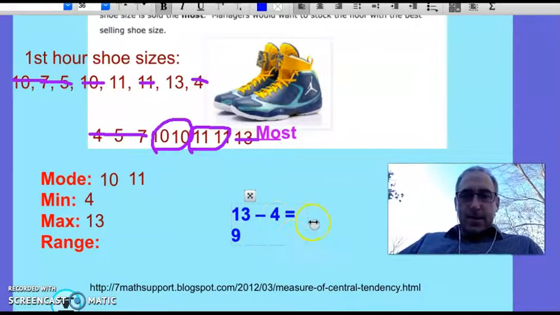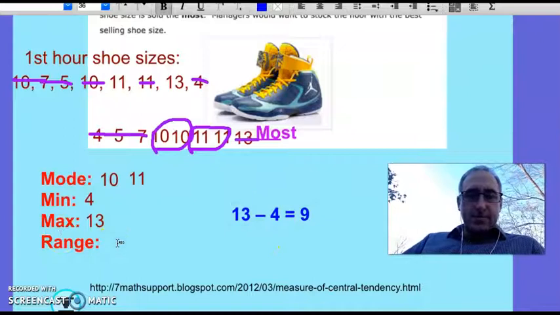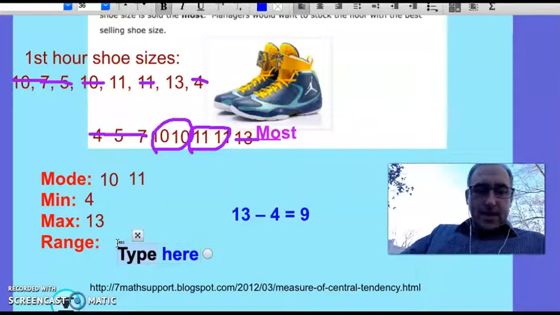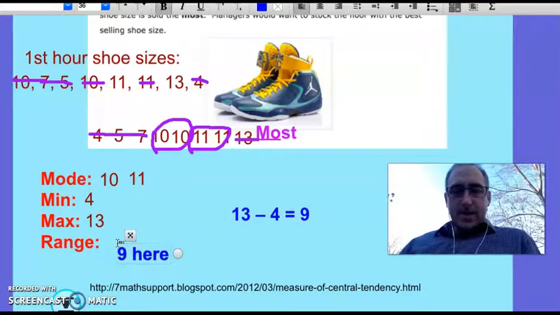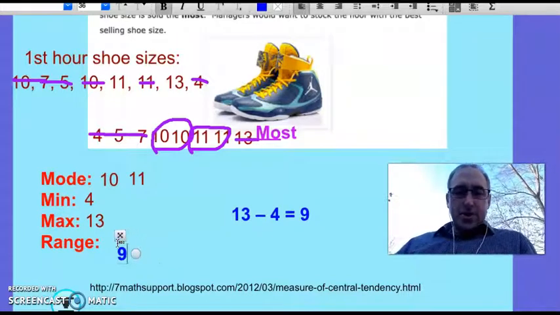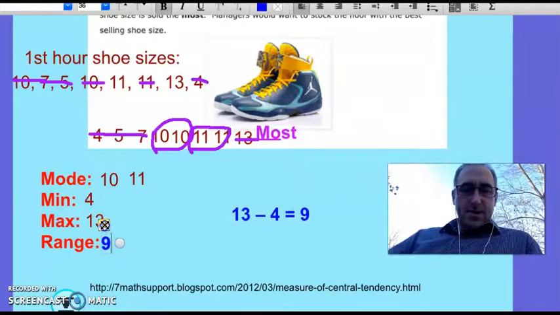That means we're looking at about 9 different shoe sizes between the smallest shoe size that my first hour class is and the largest shoe size. So I want to put 9 here on range.